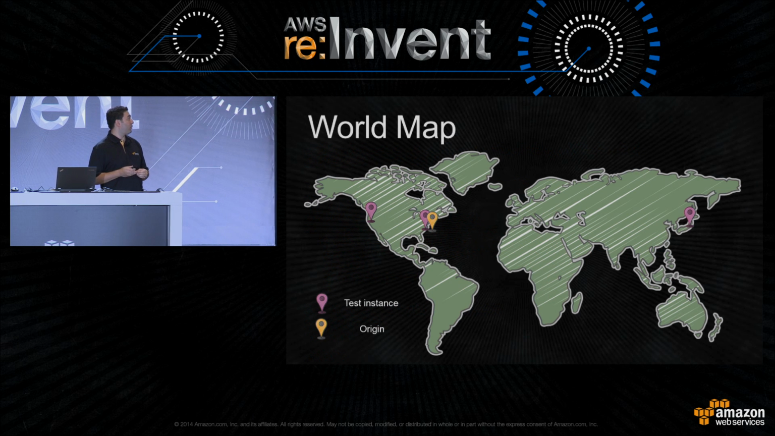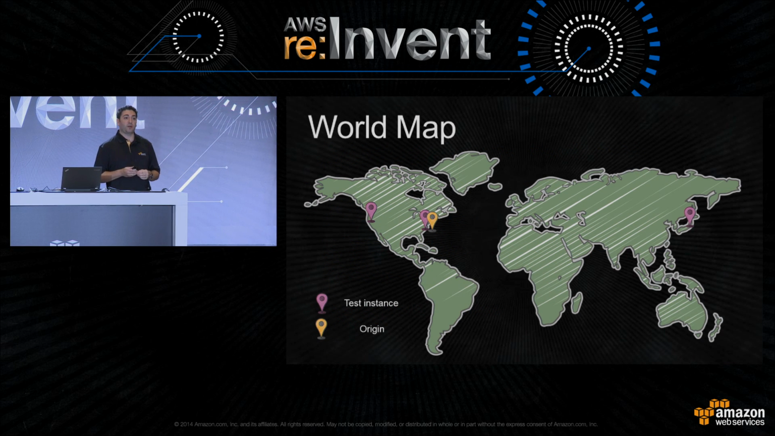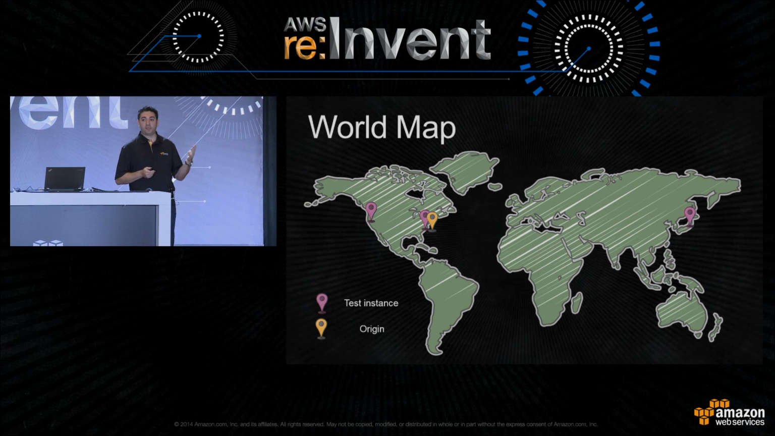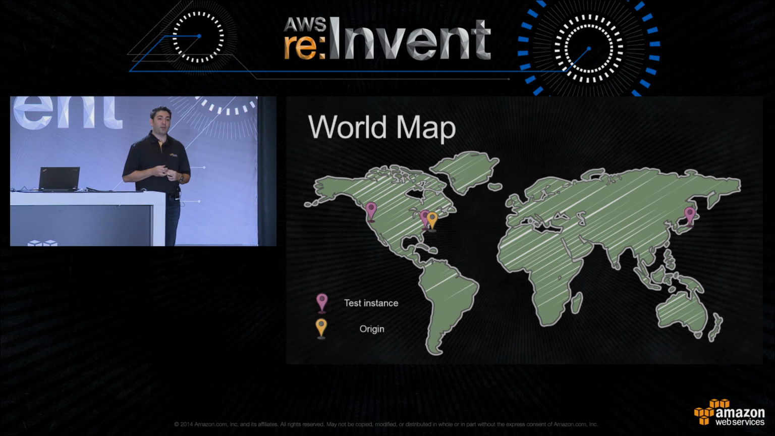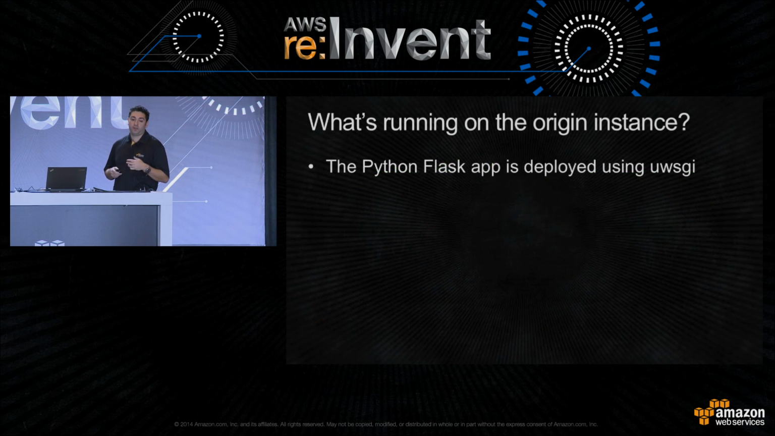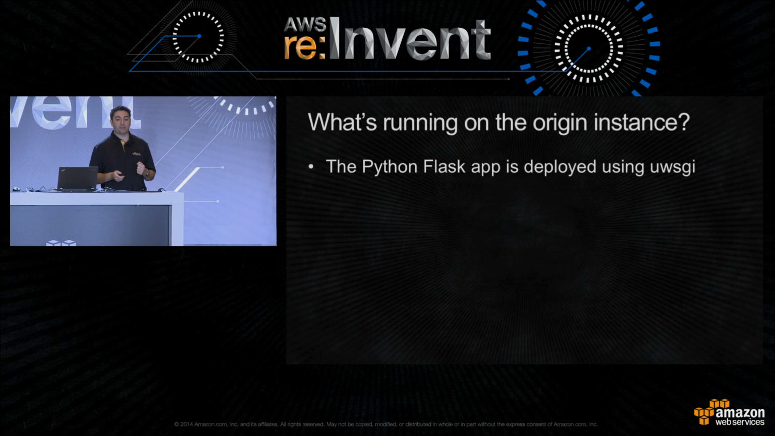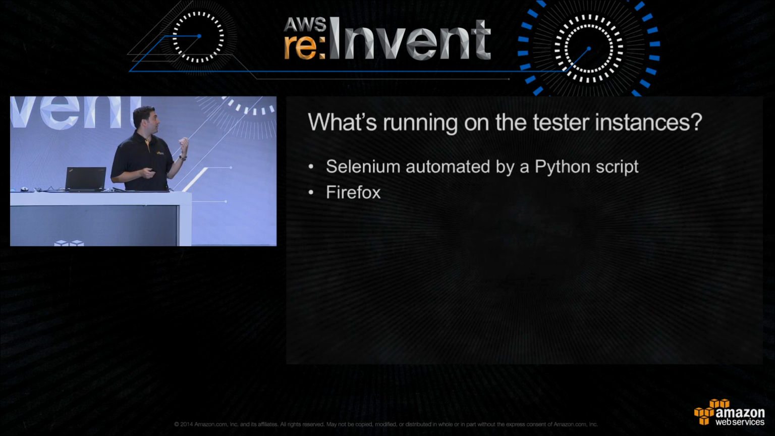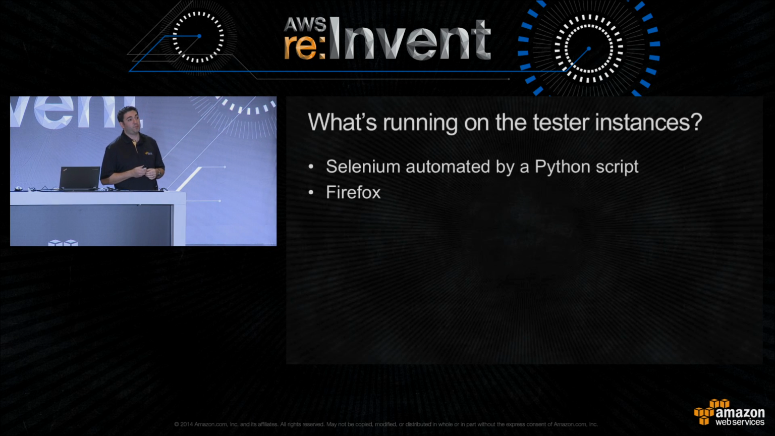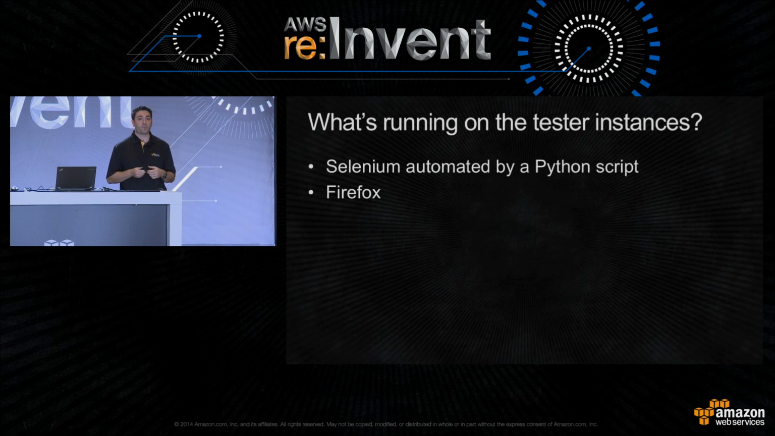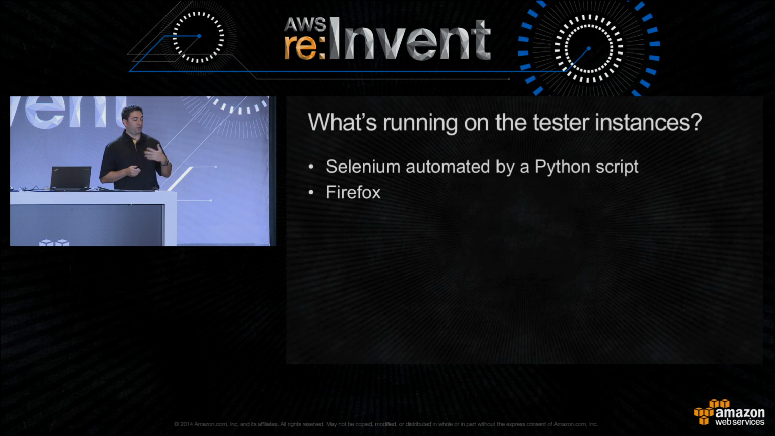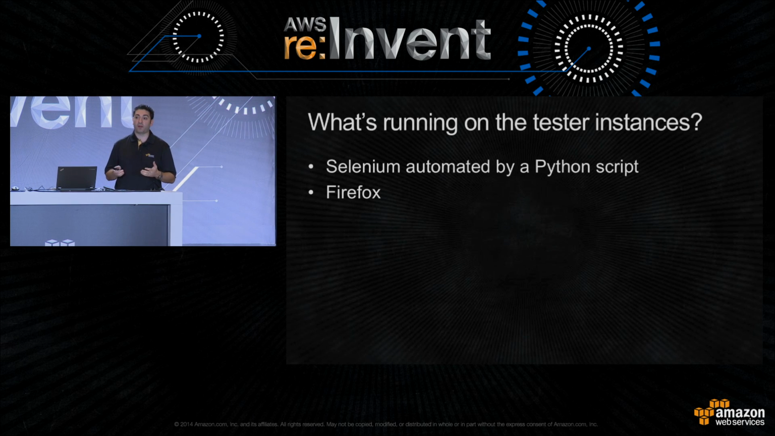Now let's take a look at how I deployed this and where we're doing some testing from. So I deployed this to an EC2 instance in Virginia. And I had testers in Virginia, Oregon, and Tokyo. The origin itself is running the Python Flask framework, and it's deployed through uWSGI. And for the testers, I used Selenium, which is a browser automation tool. And I wrote a script in Python to basically make 20 requests for this particular page load, and I'm using Firefox as the browser.